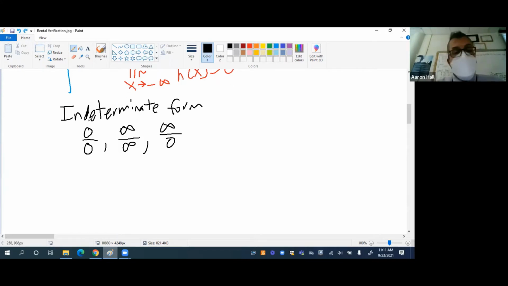Now why do we call them indeterminate forms? Because we can't determine what the limit is just by substituting, right? That's why they're indeterminate. So let's look at an example. I have the limit as x approaches 0 of x plus 4 over x.